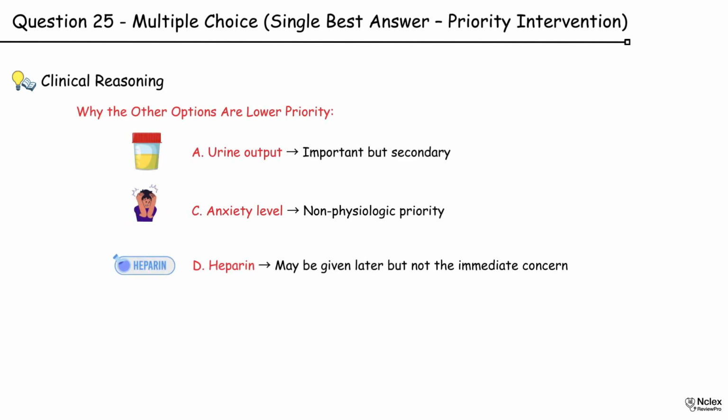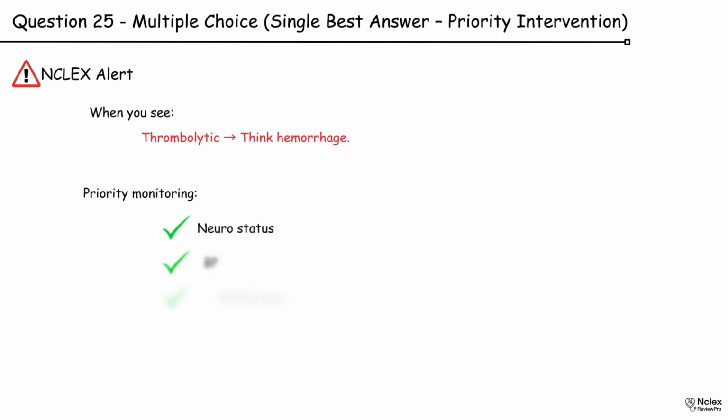Now, let's eliminate the other options. Assessing urine output is important, but it is not the immediate life-threatening concern. Assessing anxiety does not address physiologic instability. Preparing to administer heparin may occur later depending on the protocol, but it is not the priority at the moment of alteplase infusion monitoring. Here's your NCLEX alert.